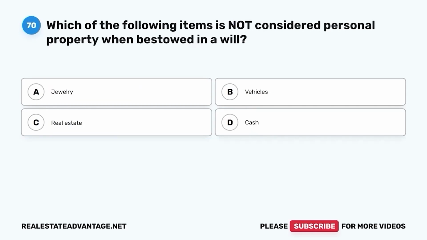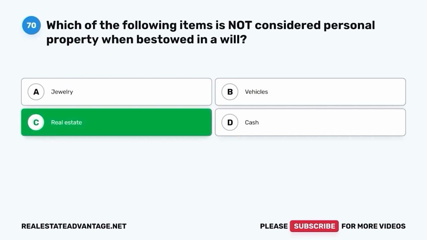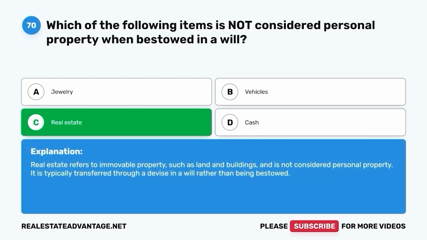Question 70. Which of the following items is not considered personal property when bestowed in a will? A. Jewelry. B. Vehicles. C. Real estate. D. Cash. The correct answer is C. Real estate. Real estate refers to immovable property, such as land and buildings, and is not considered personal property. It is typically transferred through a devise in a will rather than being bestowed.